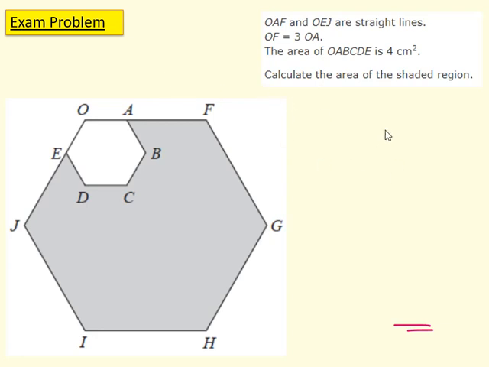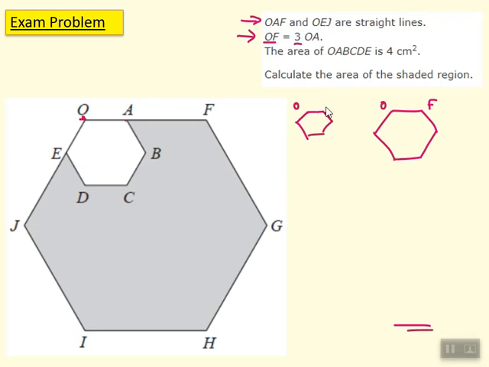Okay, so this is the step-by-step working out. First of all, I would do a quick little sketch of both shapes separately, just to make it easier to work things out. They're terribly drawn, but that's what they are. I think the most important line is this one here, and also this one here, but it tells us that O to F is equal to 3 lots of O to A.